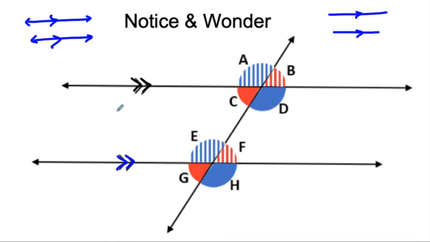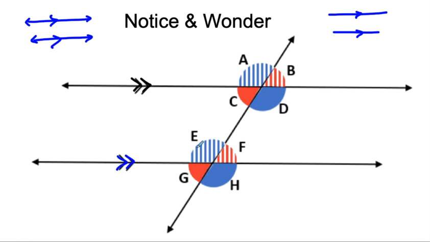All right, so when these two lines are parallel and they're cut by a transversal, I'm wondering if you notice anything about the different angles that I've marked here. I'd like you to take a second and write down a couple things that you notice or wonder. Pause and come back to us, okay? All right, so you're back.